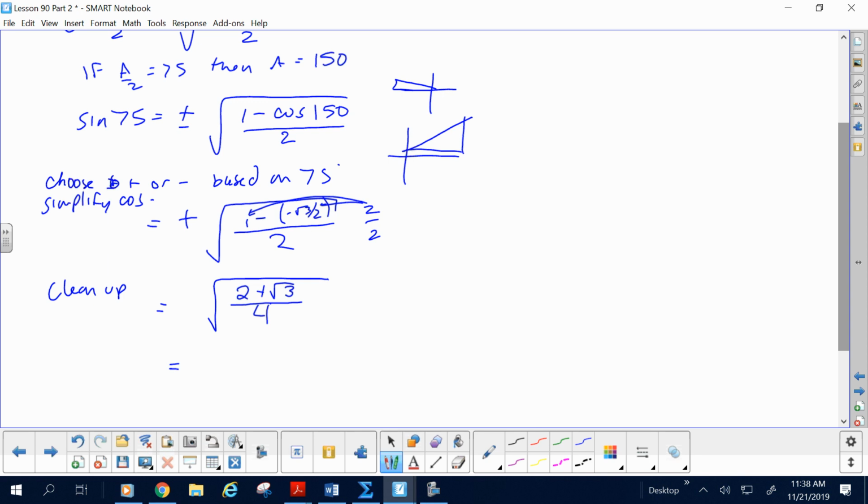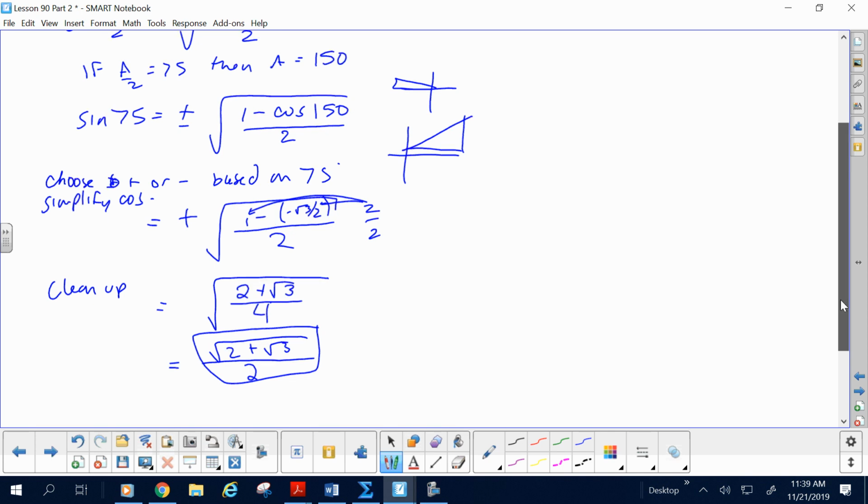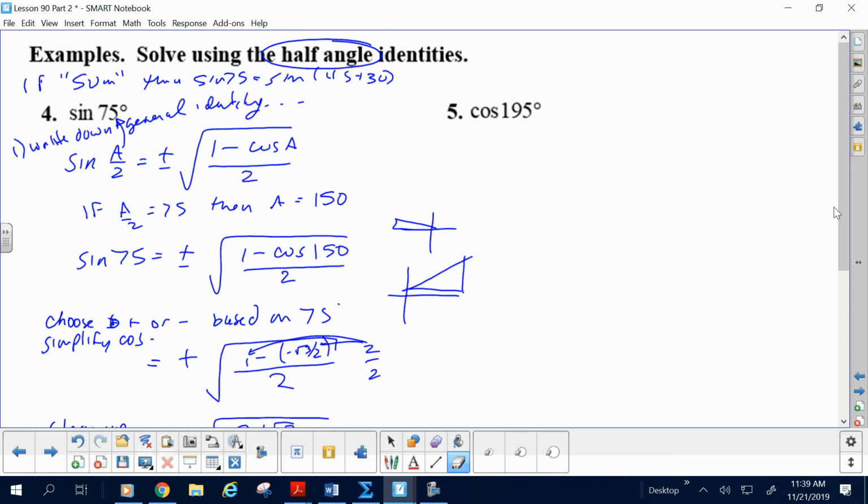So now, last but not least, a little bit more cleanup. Now the top is hideous. It's a root within a root, and that is what it is. But the bottom, we can actually square root 4. It is 2. That's our final answer. Don't they all do that? They will look like that almost always, all right?